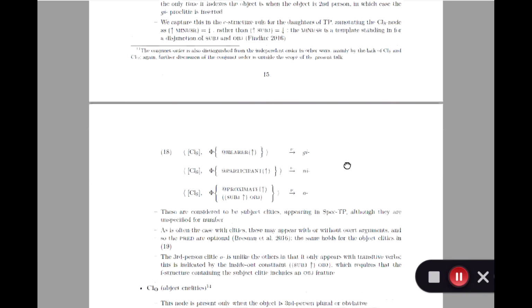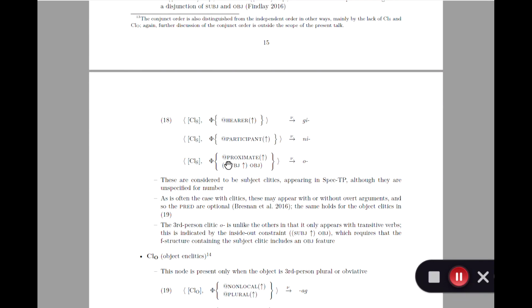This is accomplished with these VIs here. And so here you see the VI mapping, whose input is a pair, right? The first argument of the pair is a list of C structure categories, which in most cases is just going to be a single category. And the second argument is a function, this phi function, which maps an F description to an actual F structure.